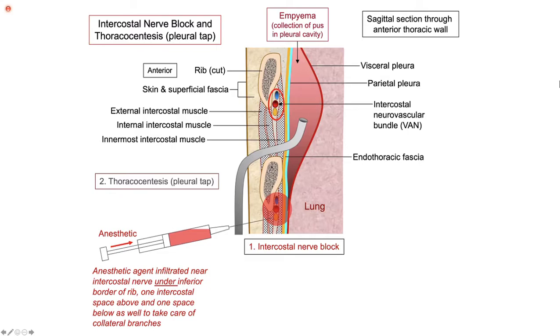So the safety is the upper border of the rib below, just close to that. So I'll not be in close relationship to any of these nerves. This is the key thing why we were learning all that. So now we inserted this tube in. Now, this insertion of this tube is called thoracocentesis.